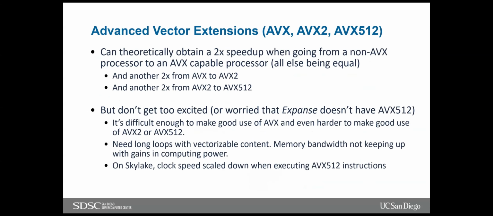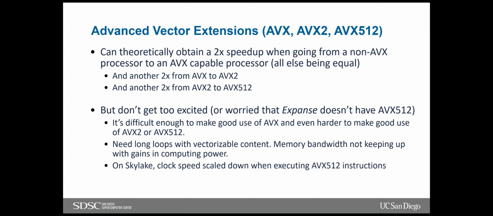So what that means is that on a system, you can theoretically obtain 2x speed up from a non-AVX machine. You can theoretically get 2x more from that if you go from AVX to AVX2, and an additional 2x if you go from AVX2 to AVX512.